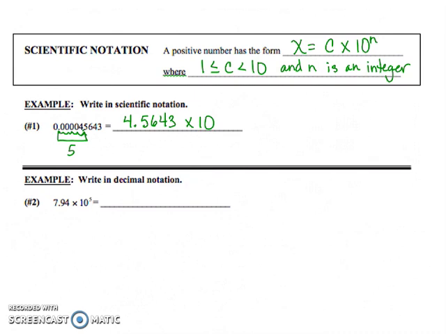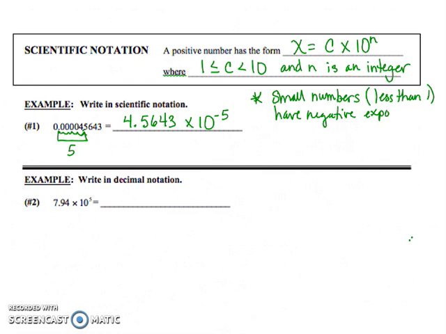Okay, since I moved it 5 places, now keep in mind this is a very small number. Small numbers are going to have negative exponents. So let's make a little note here. Small numbers, which when we talk scientific notation, are numbers less than 1, have negative exponents in scientific notation. Okay?